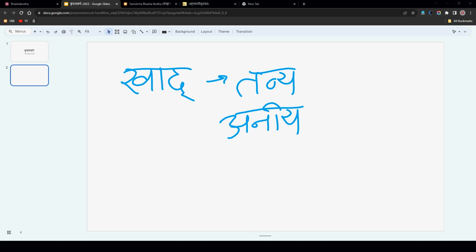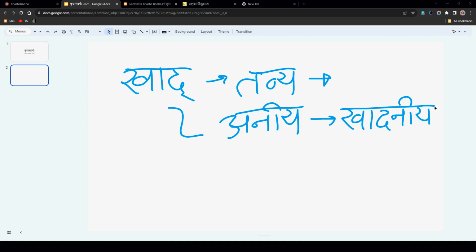That we'll ignore those it letters already. So this khad plus aniya becomes khadaniya, something that needs to be eaten. Khadaniya. Kim phalam khadaniyam asti. Phalam khadaniyam asti. The fruit needs to be eaten or should be eaten.